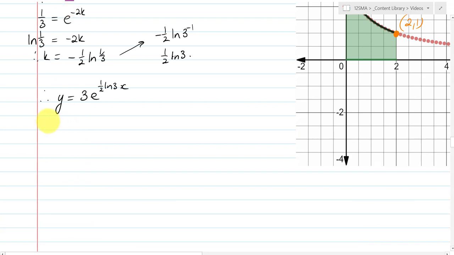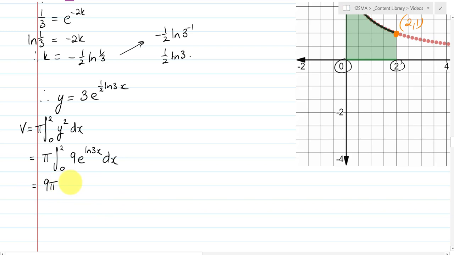So let's go for it. It's the integral between 2 and 0, they're my given boundaries, 2 and 0 here, of the function y squared with respect to x. This is our volume. And so, of course, that's equal to pi times the integral 2 to 0. Y squared is 9 e to the log 3x. When you square, you double the power. And this is with respect to x. I'll bring the 9 out. So I've got 9 pi.